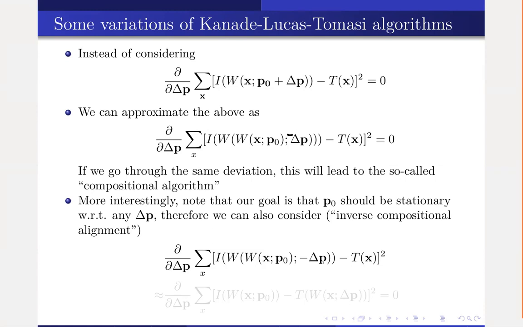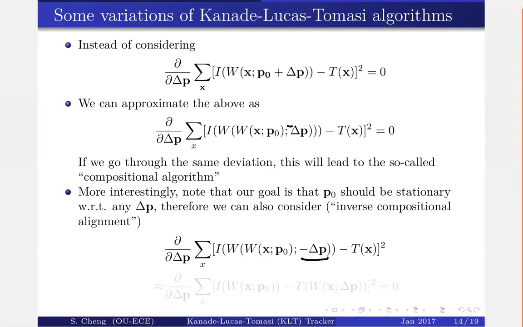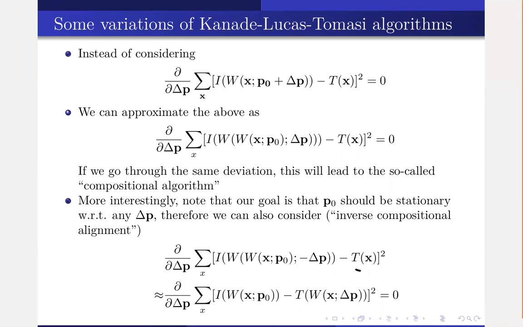So now if I use minus delta P, I warp the coordinate of I first by P0 and then by minus delta P, and then match with T here. I can instead think of it as warping the image by P0, but then warping the template by delta P instead. So this should be approximately the same. Okay, this is a very simple idea.